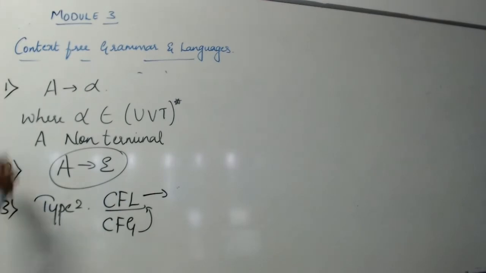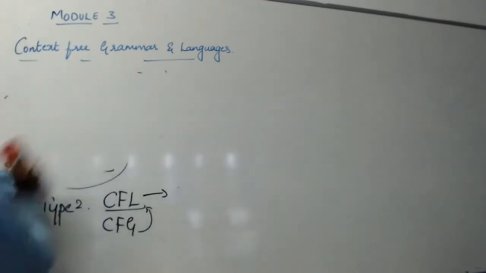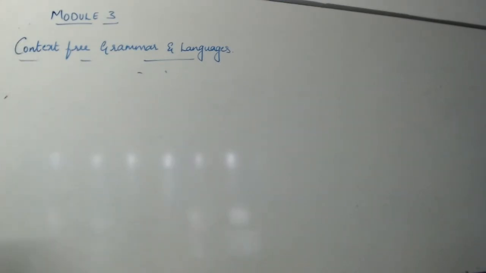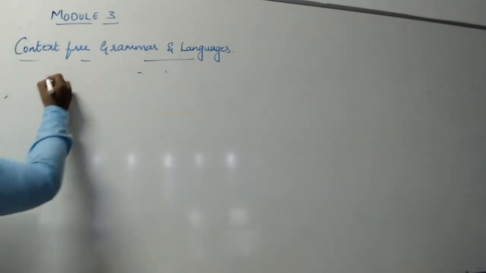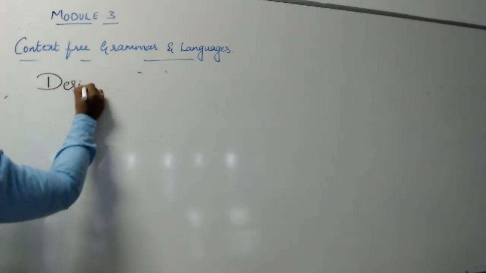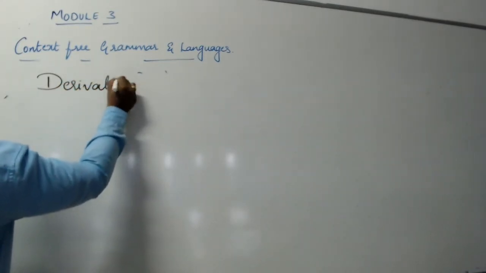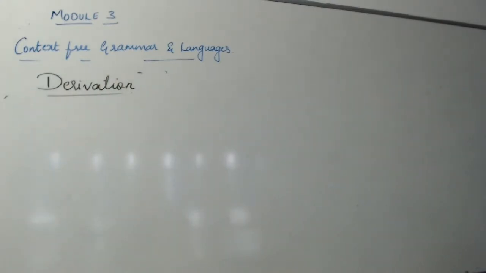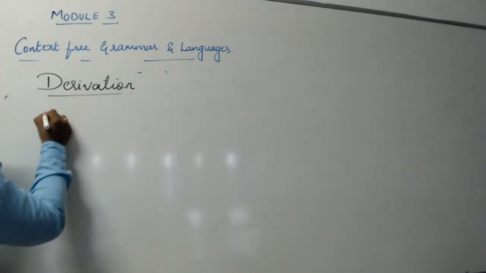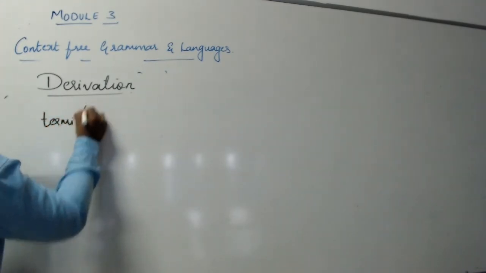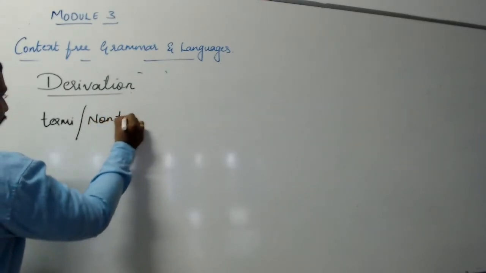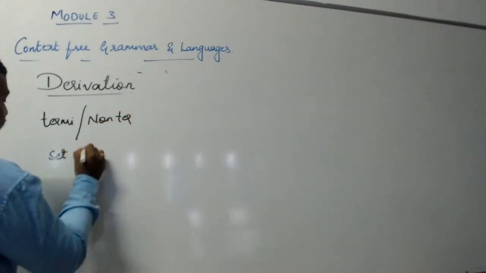Fine. So now we move on to an important topic of context-free grammar, which you need to understand very carefully. The very important thing is you need to understand what we mean by a derivation. Derivation is a process of obtaining a string of terminals or non-terminals from the start symbol by applying some set of productions. So it is a process of obtaining terminals or non-terminals by applying some set of productions.